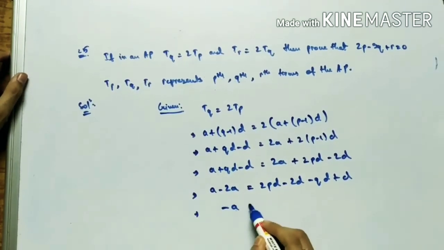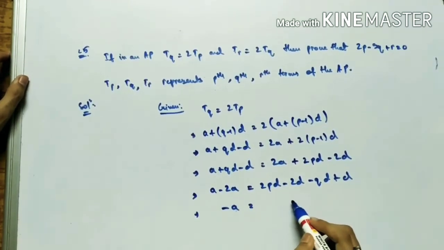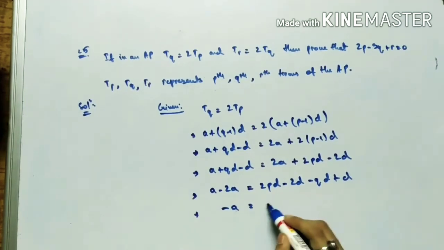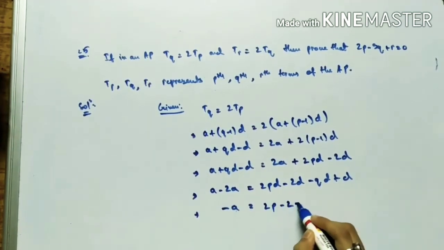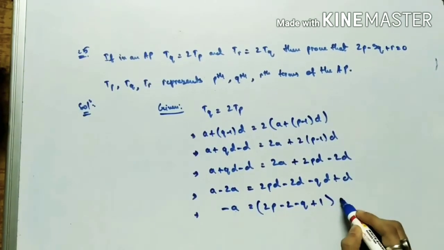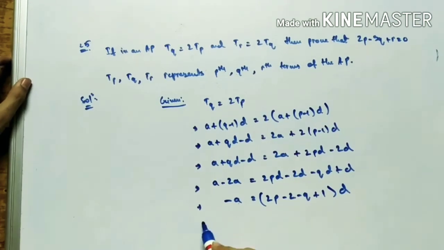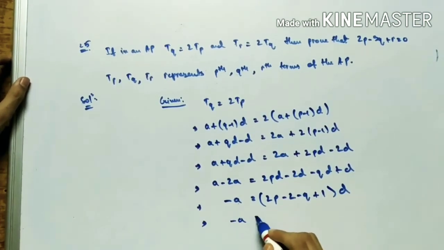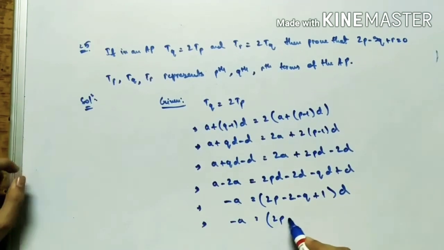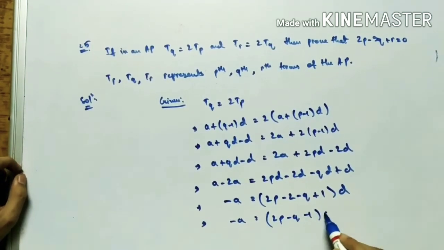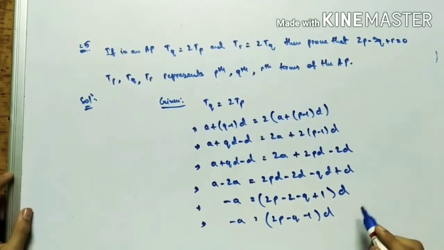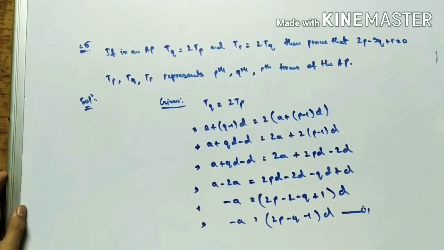So this is minus A is equal to (2p minus 2 minus q plus 1) times d. If I take d common, minus A is equal to 2p minus q minus 1, times d. This is our equation number 1.